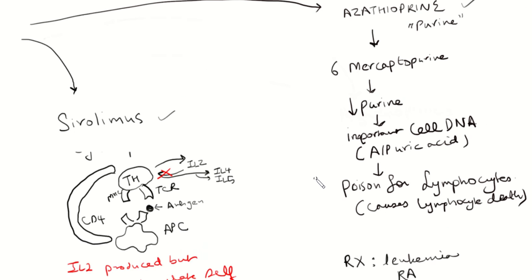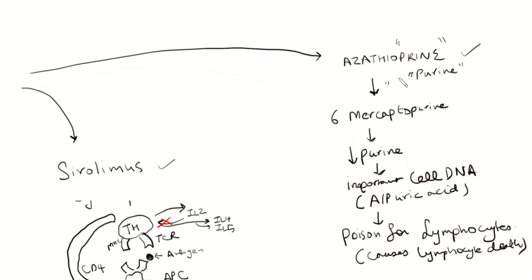The last drug which we didn't talk about was azathioprine. Its mechanism of action is different from the other three, completely different. The way to remember it is you see the "prine" at the end. Prine rhymes with purine. So that's what this does: azathioprine becomes 6-mercaptopurine, and that decreases the purine.